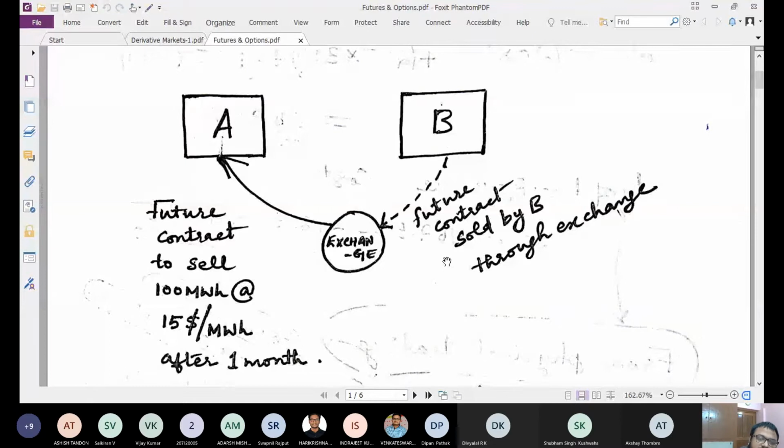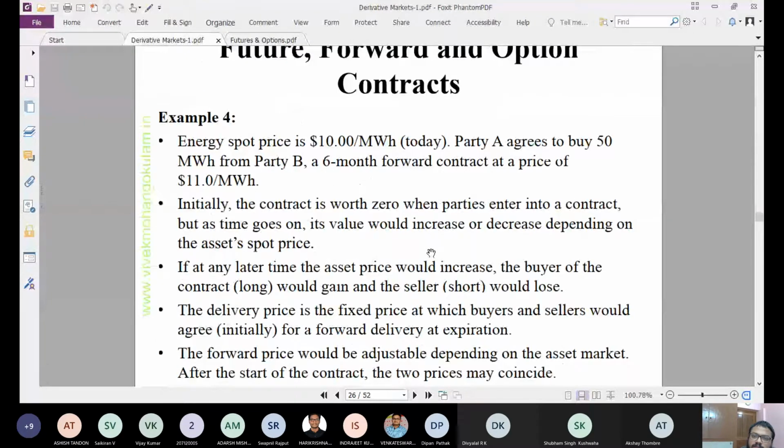So generally what will happen, if the holder of the contract feels that if he exercises it, he has a gain, then he will exercise it, right? So the other party will lose. We'll see this through an example. Okay, see here.